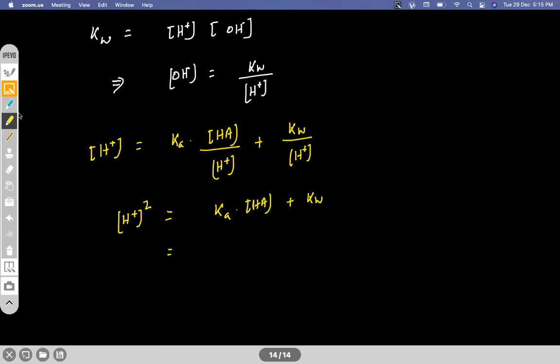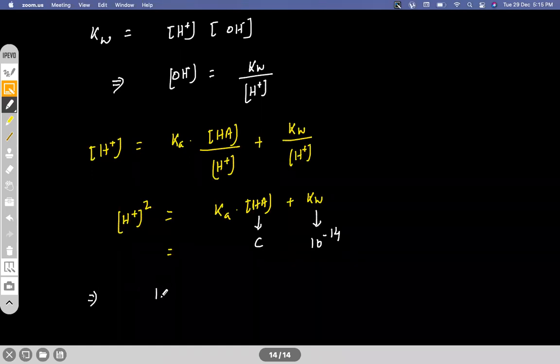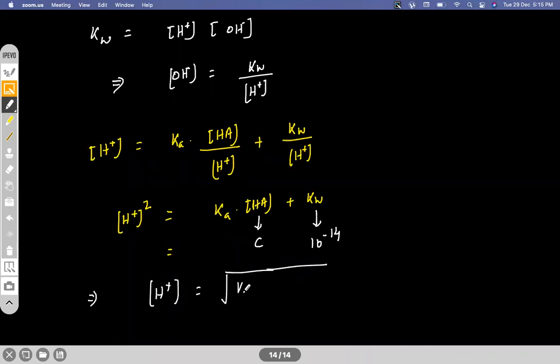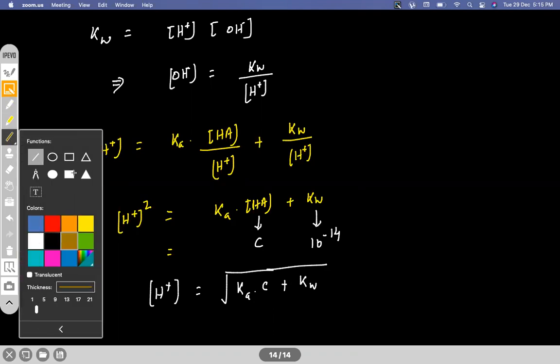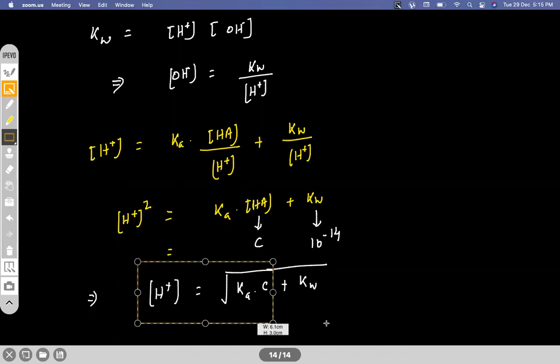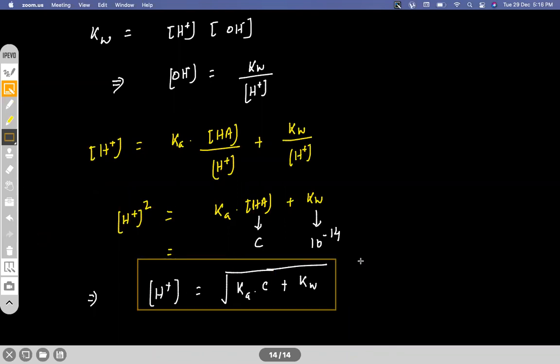This HA, like I said, its concentration C will be given in the question. Kw value we know, it is 10 to the power minus 14, but we won't substitute this value here; I have just written it. So H plus concentration would be root over Ka into C plus Kw. This is the formula we get. All the values will be given. You just need to substitute all the values in this formula. You will get H plus concentration, and then we can find out pH.